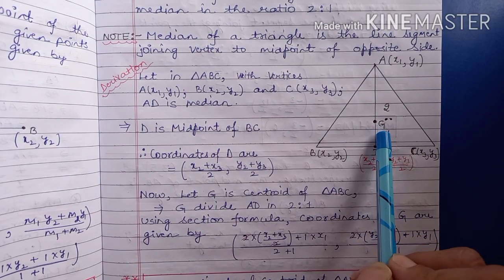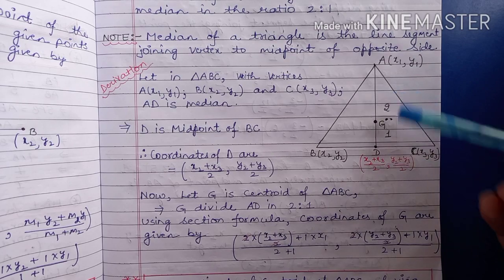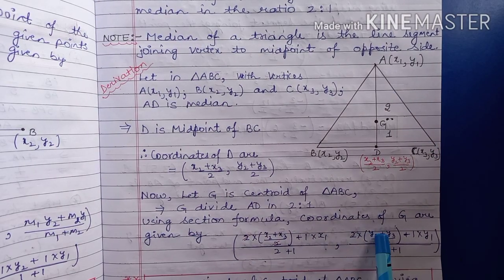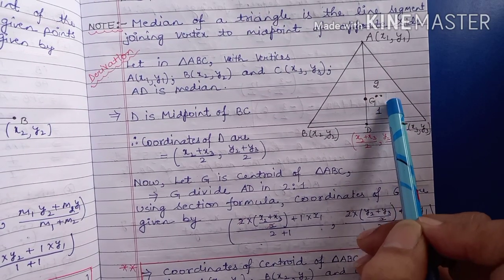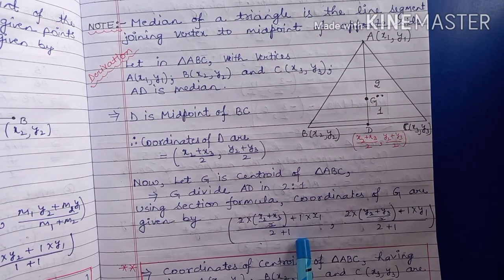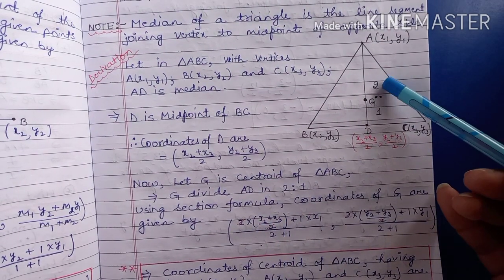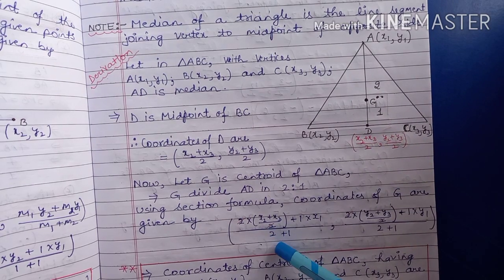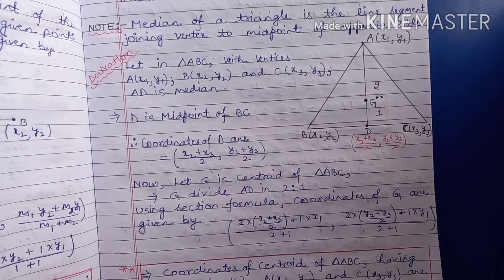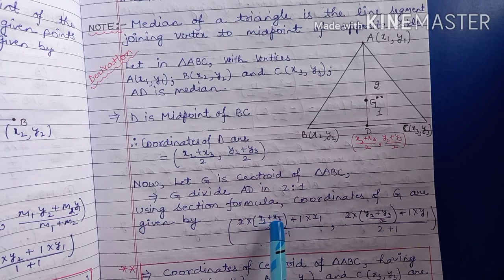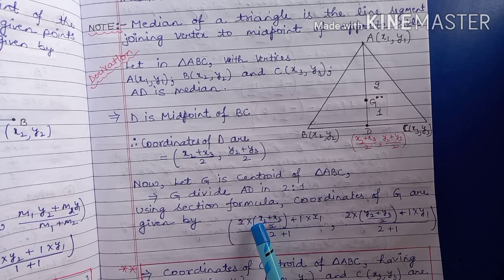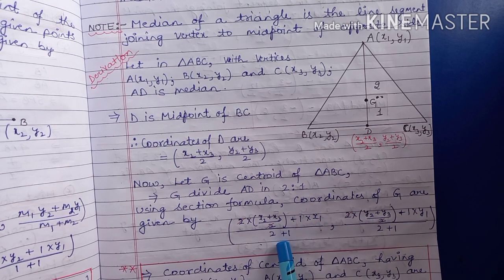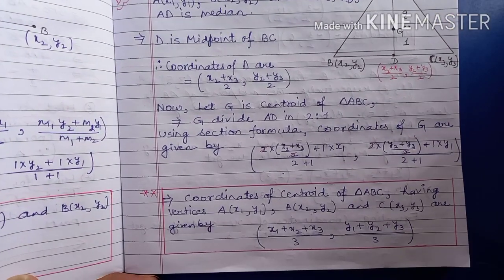If we consider G as the centroid of the triangle, then it divides AD in 2:1. And then by applying the section formula, (m1 x2 + m2 x1) over (m1 + m2). Here m1 is 2, x2 is (x2 + x3) over 2, and similarly for the y coordinate. By simplifying we get the 2 cancelling in both the cases of x and y, and we get the numerator as x1 + x2 + x3, and for y, y1 + y2 + y3, and the denominator in each case is 3. So finally we get the result.